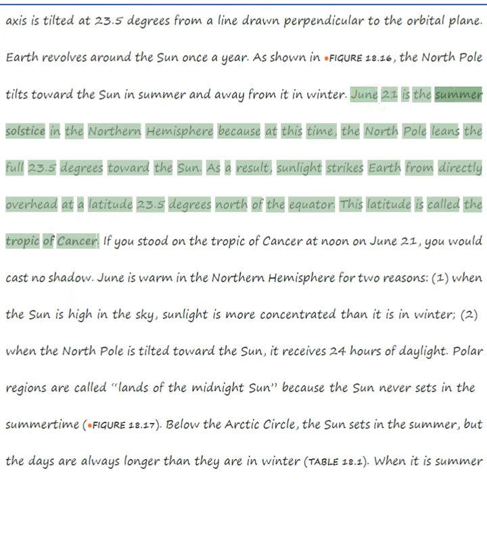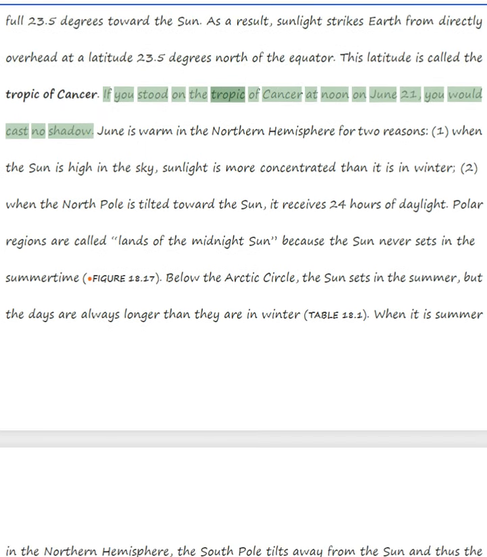June 21st is the summer solstice in the Northern Hemisphere because at this time, the North Pole leans the full 23.5 degrees toward the Sun. As a result, sunlight strikes Earth from directly overhead at a latitude 23.5 degrees north of the equator. This latitude is called the Tropic of Cancer. If you stood on the Tropic of Cancer at noon on June 21st, you would cast no shadow.